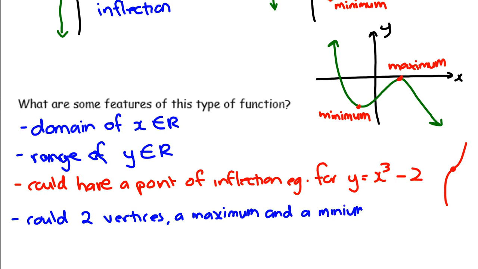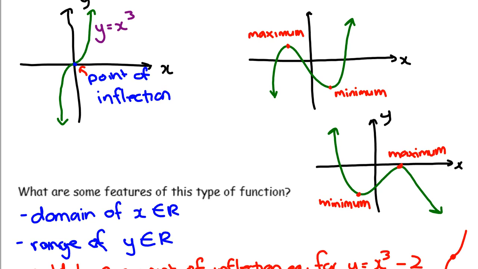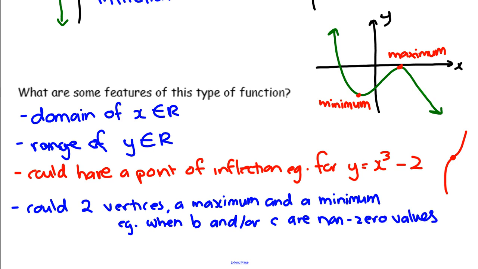What did I just do there? Very weird word. Minimum. So we could have two vertices, a maximum and a minimum, like in those two examples there, when B and/or C are non-zero values. So, like in those two examples we've got above there.